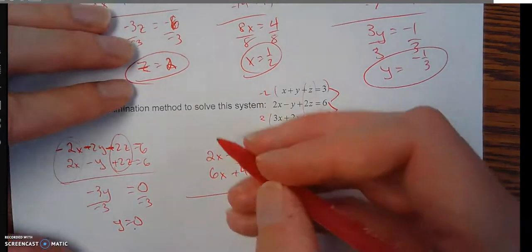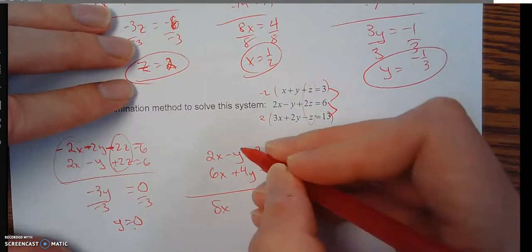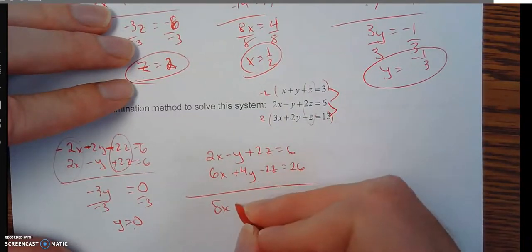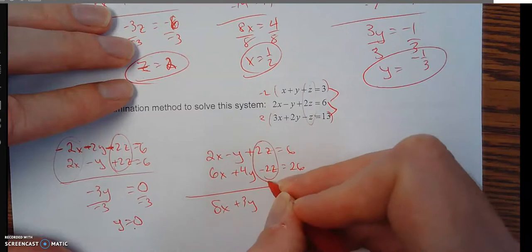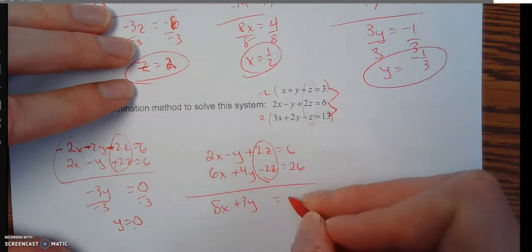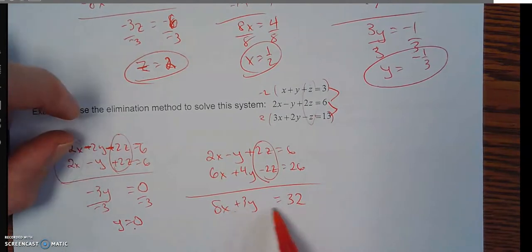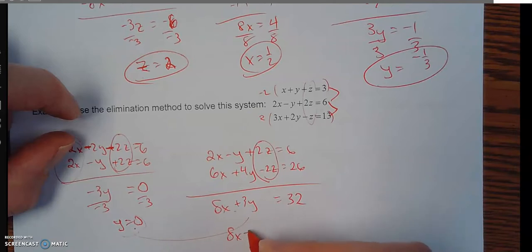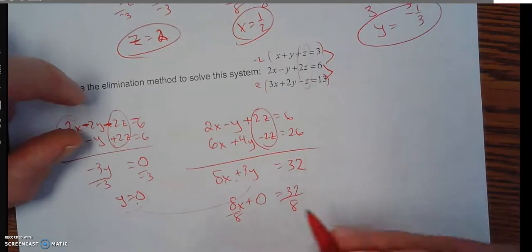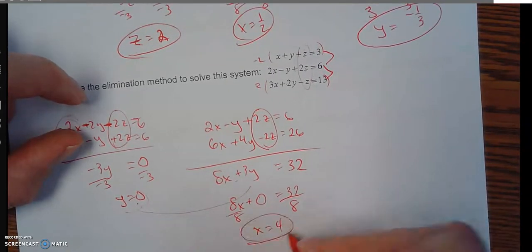Let's add straight down here. So I've got 8x. I've got plus 3y. My z's are gone, equals 32. So now I have an equation with two unknowns. Let's plug this guy in. So that would be 8x plus 0, because 3 times 0 is 0, equals 32. So divide by 8. X must be 4.